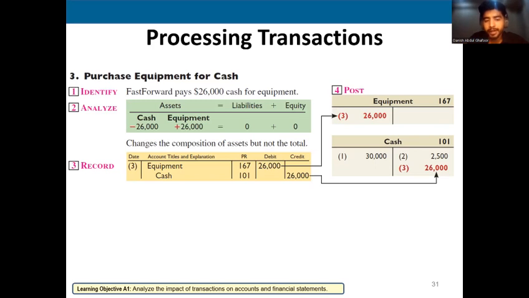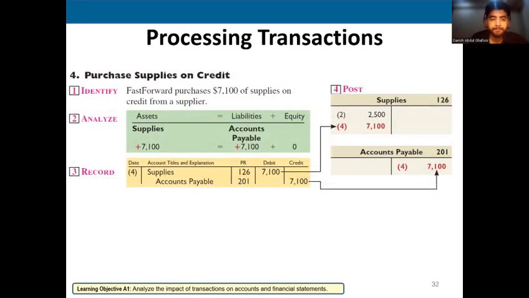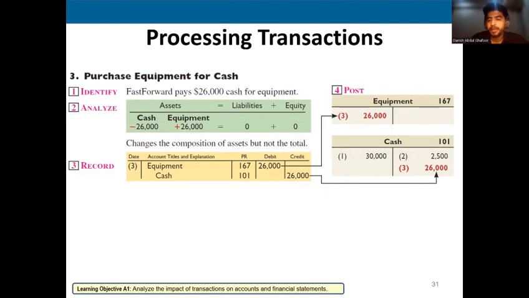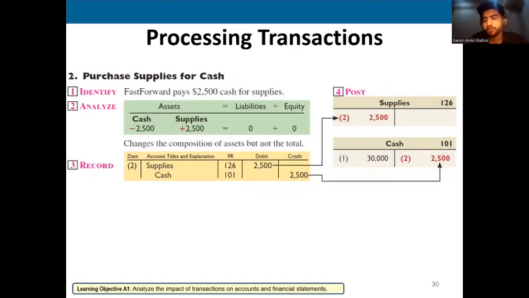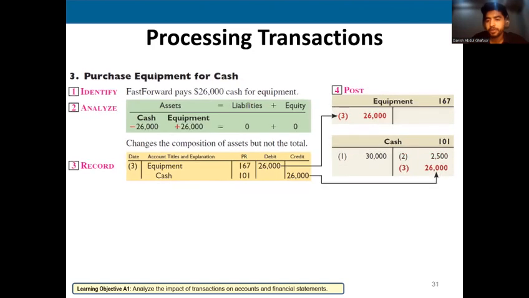Equipment is an asset, it increased, so it's on the debit side. Cash is an asset also. It decreased, so it's on the credit side. Net balance is 0. Here you can see cash is $2,500 credit. It is coming from the previous accounting entry. Okay, $2,500. So we are maintaining the T accounts as well.